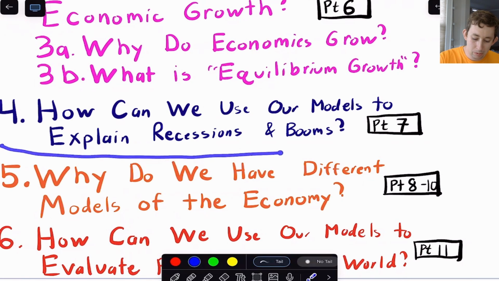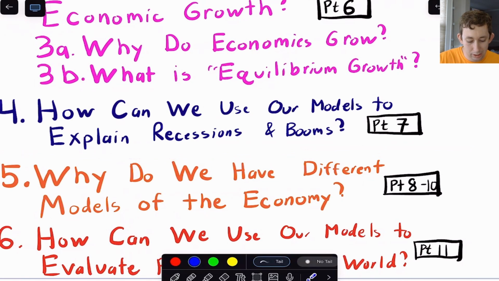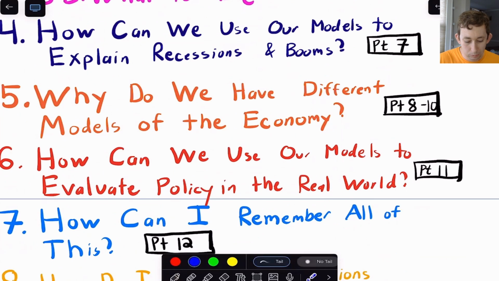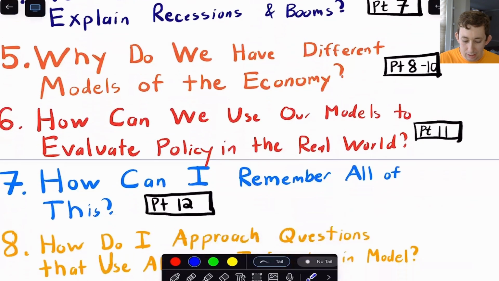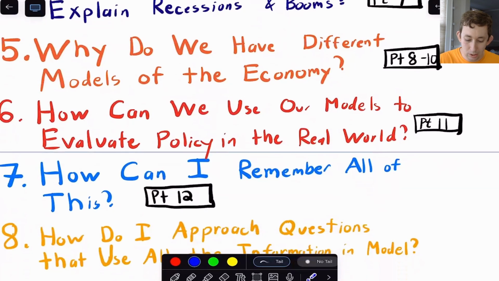And then right after we get here, we're going to learn that there are a couple different models people have of the economy. And I want to talk about, probably in 3 parts, why we have different models of the economy. So this is going to be like Keynesian, classical, real business cycle stuff. All of those are going to fall under this question of why do we have different models of the economy. Once we know the models of the economy, we're going to ask our final set of questions, which is how can we use all of these different models to evaluate policy in the real world?